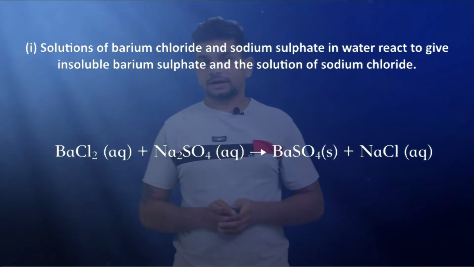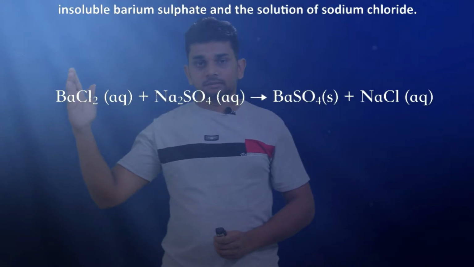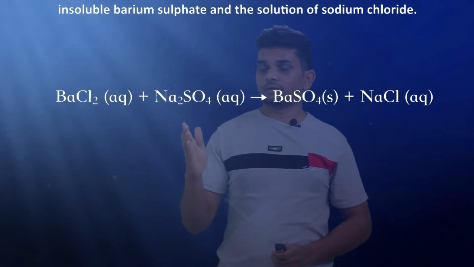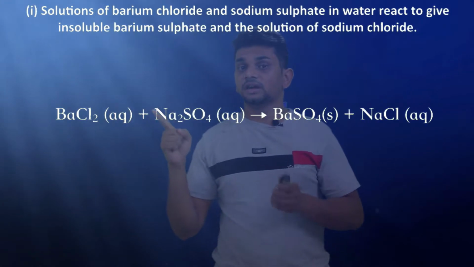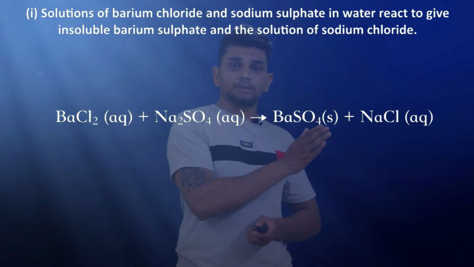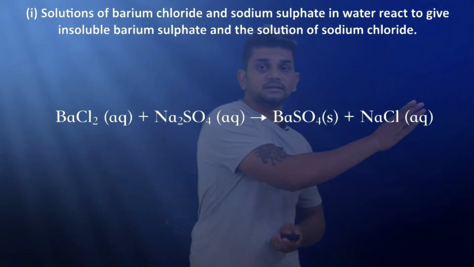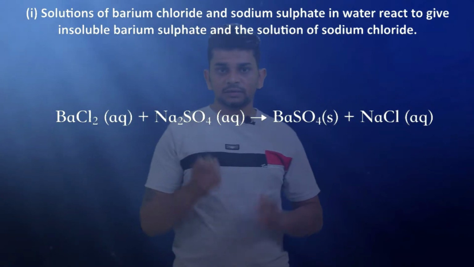Solution of barium chloride means we are writing BaCl2. It is barium chloride plus Na2SO4, sodium sulfate. This AQ is aqueous. Aqueous means in water. Then BaSO4, barium sulfate, and NaCl, sodium chloride. We need to balance it.